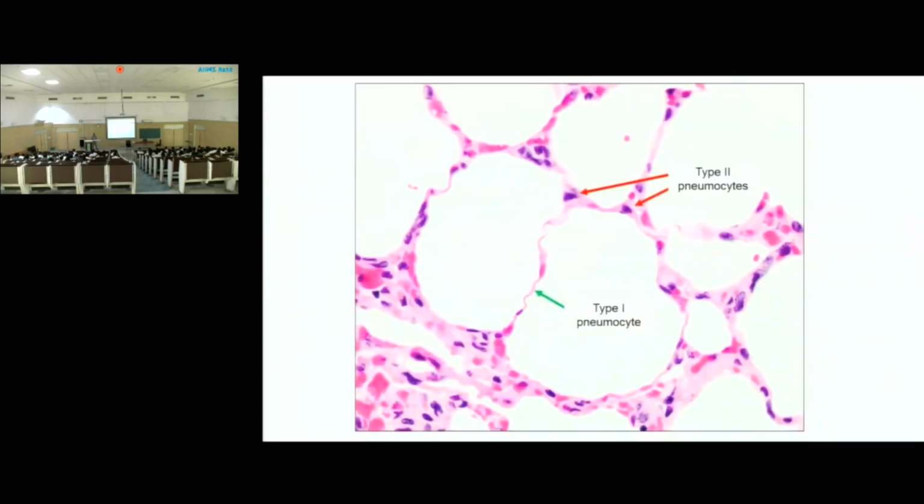So as someone was telling, this is the normal histology of the lung. You can see these are normal alveoli, lined by type 1 pneumocytes and type 2 pneumocytes. Right? If there is damage to the type 1 pneumocytes also, these type 2 pneumocytes will transform into the type 1 also.